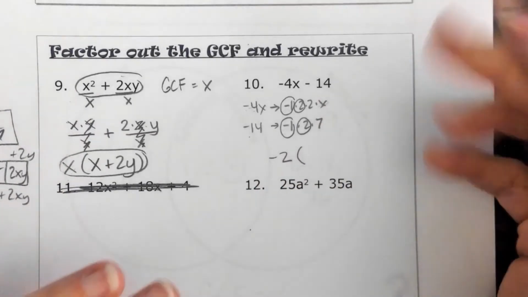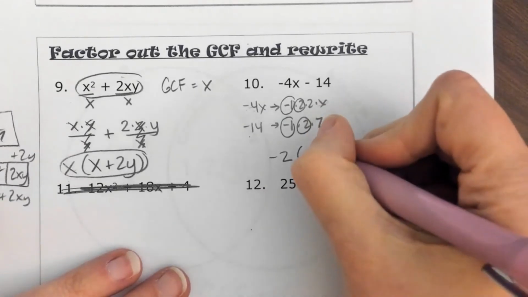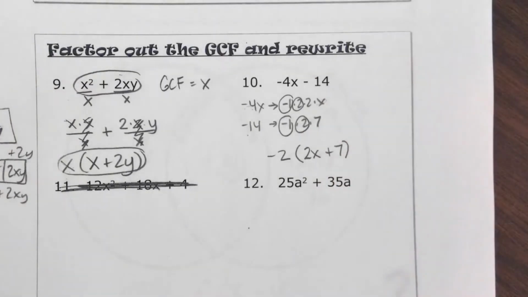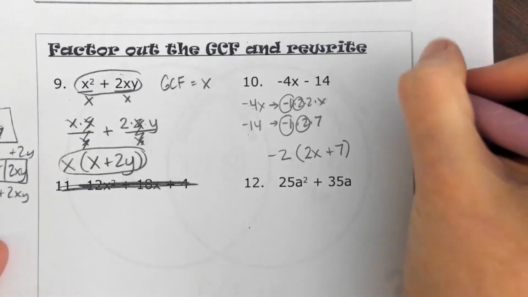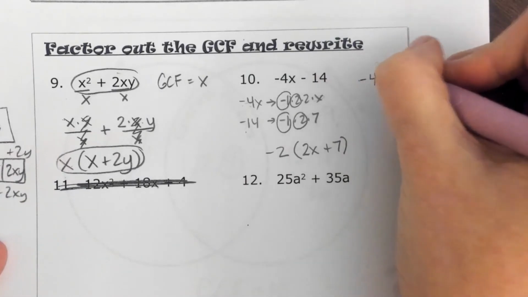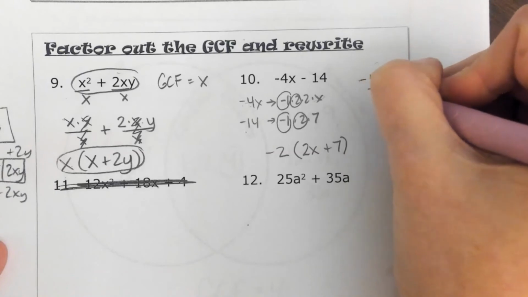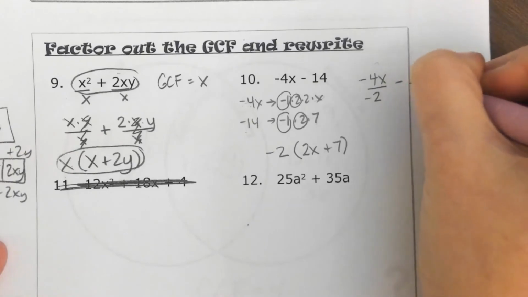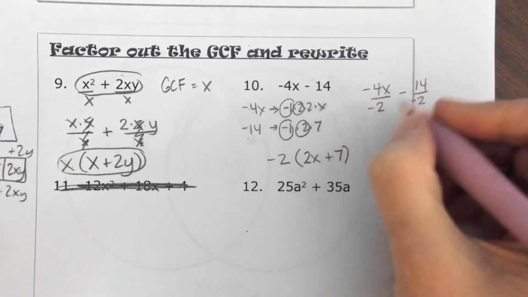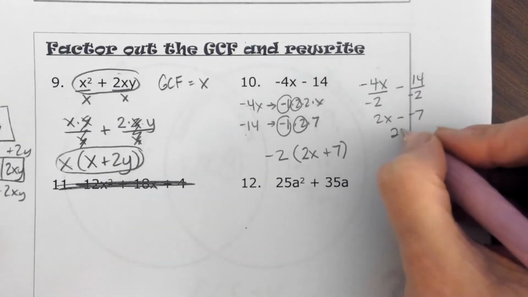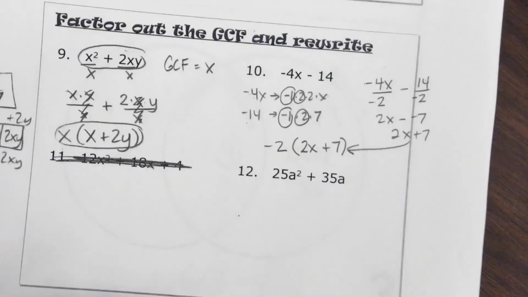Can anybody see what the rest of it is? What's left? 2x plus 7. See, I have 2x and a 7 left behind. That's all that's left, therefore that's my other factor. Now, if I wrote it just like we did before, with the top over the bottom, it would be negative 4x over negative 2, minus 14 over negative 2, right? Negative 4 divided by negative 2 is 2x, minus 14 over negative 2 is negative 7. 2x plus 7 is exactly what I got inside.